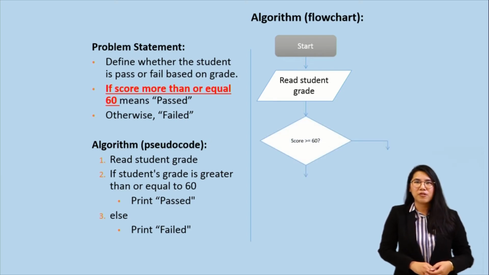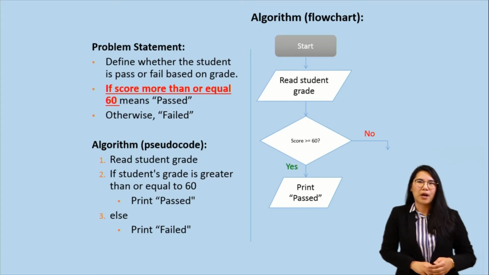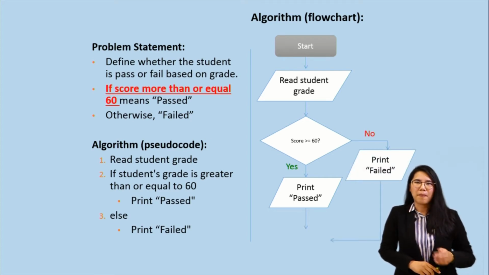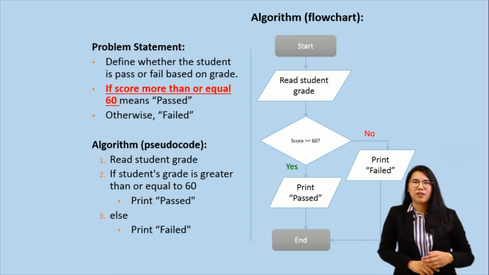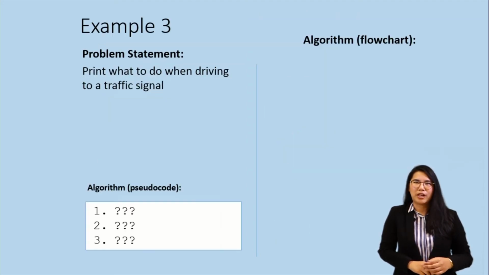And here is the diamond shape, which means a decision. So you compare the score. If it's more than or equal to 60, for yes, where are we going? And for no, again, where are we going? So if it's yes, you output print pass, and if it's no, you output print fail. And you combine the arrows together at the end of the program. Okay, I guess you understand a little bit more about how you do the decision flowchart.